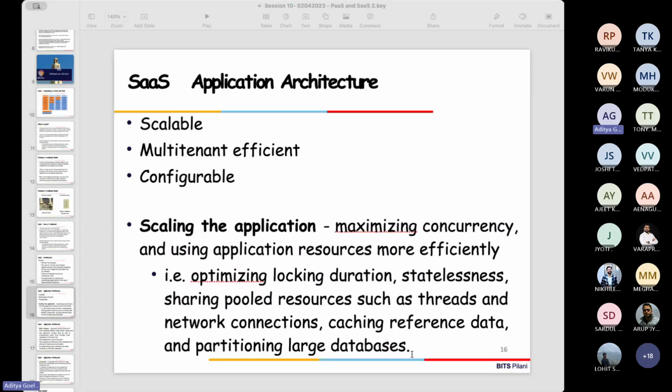Now, when it comes to the application architecture, there are three things which stand out. The first one is scalable, then multi-tenant, and the third one is configurable. Scaling of the application basically means that we have to maximize the concurrency. What does it mean? When you deploy your application, whatever resources are there, they are coming from a shared pool of resources.